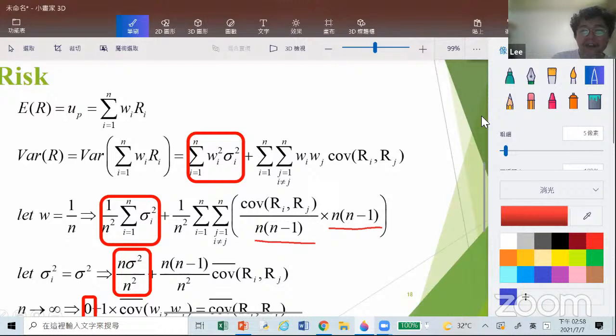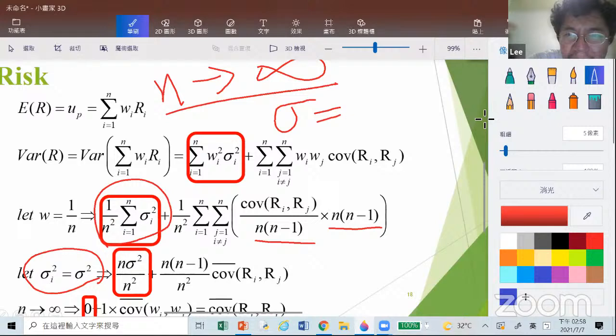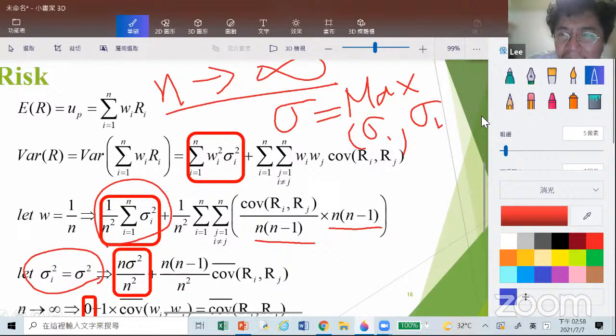Next, I suppose I let all the variances be totally the same. Maybe you are thinking it doesn't make sense. How can I say the variances are totally the same? In fact, even if they are not the same, it's also fine, because when N increases toward infinity, finally this number will reduce to zero. Let's say, for example, I let sigma equal the maximum of all the sigmas, sigma 1, sigma 2 until sigma N, because I have N items.